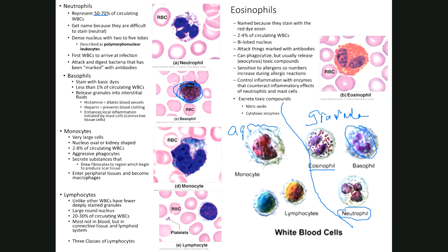Which white blood cells are most affected by the AIDS virus? Okay, we'll get there. All right. Hold on. Nope, it's actually going to be T cells that are most affected by the AIDS virus. All right. Now, so those are our granulocytes.